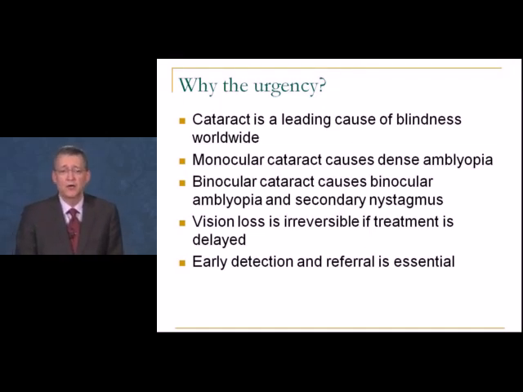In binocular cases, you actually have more time to take care of it because neither eye is getting a head start. Monocular cataract causes a dense amblyopia because now the brain is giving all of its cortical attention to the eye that doesn't have the cataract, and it's not getting anything from this eye, so it's not getting any wiring to the brain. So these are the toughest ones to treat and the ones that we really want to get into treatment and into surgery as soon as we can, for the most part. Because if treatment is delayed, then the vision loss that you're going to get is irreversible. So early detection and referral is essential.